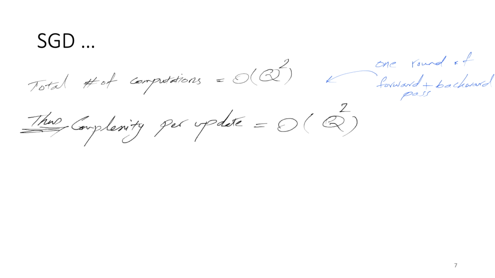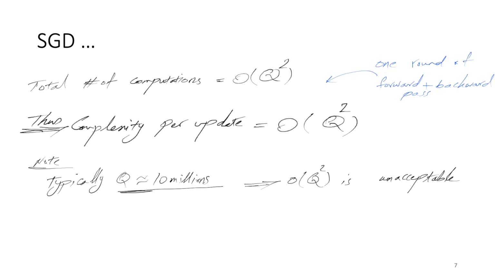But later on, in the late 80s, suppose your Q was 10 million, so the order would be a significantly large number, which is unacceptable if you want to iteratively do that for like 10,000 times when you want to train your model, right? So it's going to be a huge number.